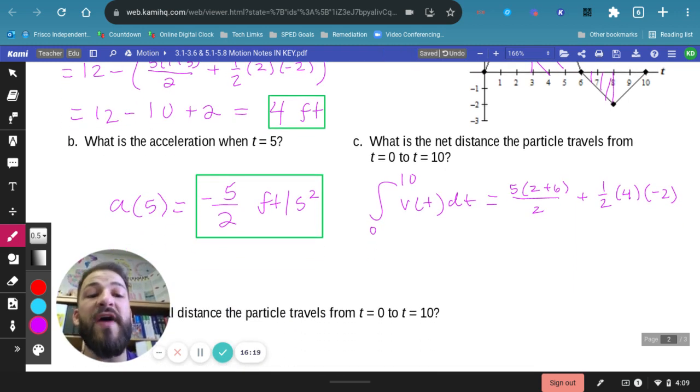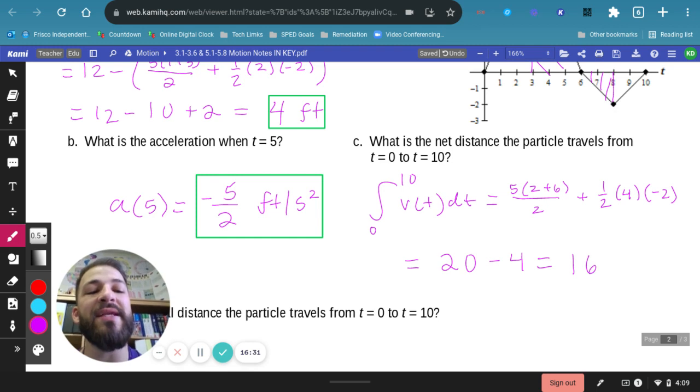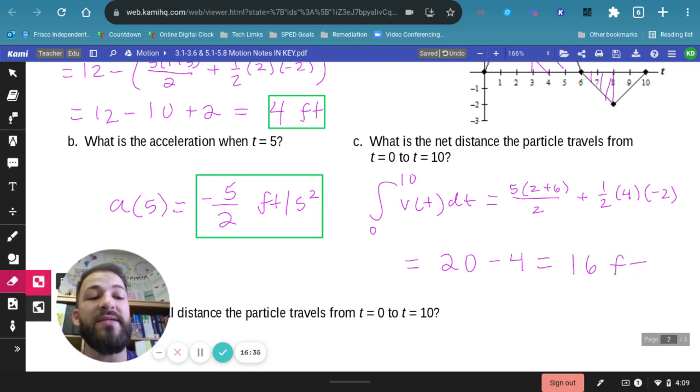Simplifying that out, 5 times (2 plus 6) is 5 times 8, which is 40, divided by 2 is 20. 4 times negative 2 is negative 8, times 1/2 is negative 4, which would give us 16. And then, of course, we want the correct units, so 16 feet.